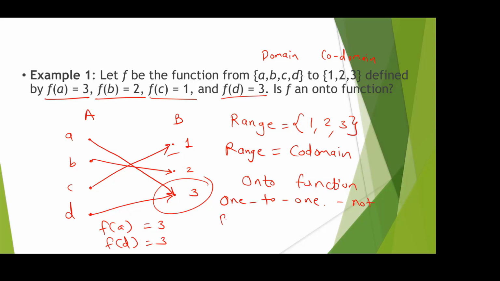Now, is it a bijection? No. For a bijection, we want it to be both one-to-one and onto. If any one of those is not satisfied, then obviously it is not a bijection. When a function holds both properties of being one-to-one and onto, then it is a bijection. If it is not one-to-one, then it is not a bijection. If it is not onto, then it is not a bijection.